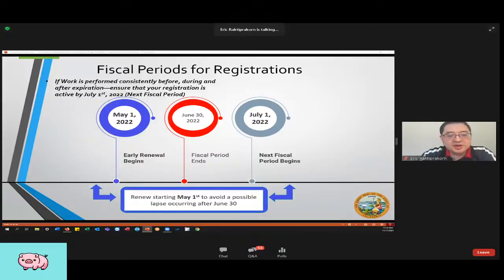So yes, basically, this contractor's registration needs to be active by July 1st, 2021, because that's the beginning of the next fiscal period. And will a violation occur if the contractor fails to renew by July 1st? Yes. So just be mindful that the May 1st due date is there, but if you anticipate work being performed around that time, you can also apply for multiple fiscal periods when you renew or you register for the first time. Next slide, please.